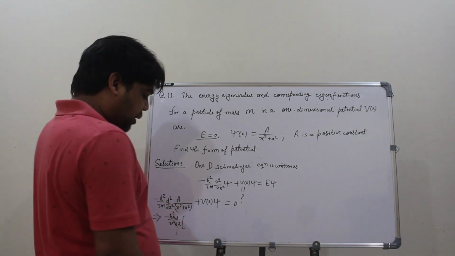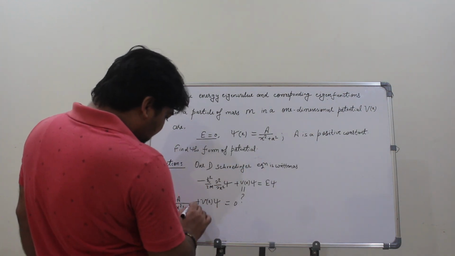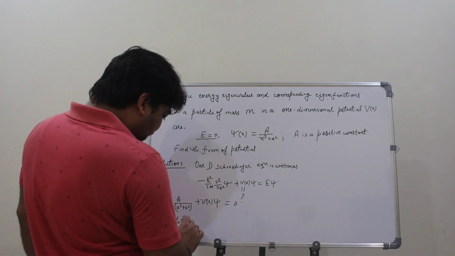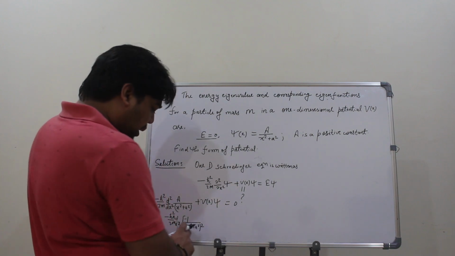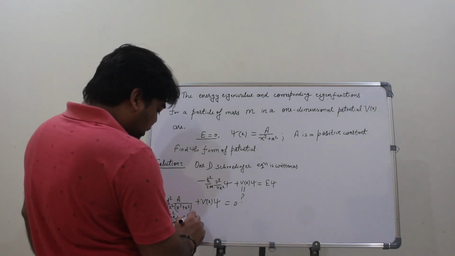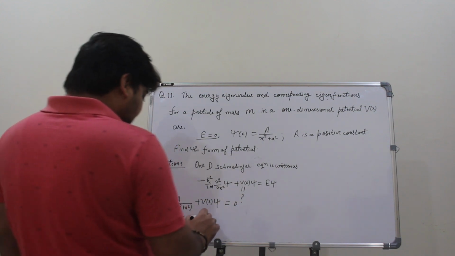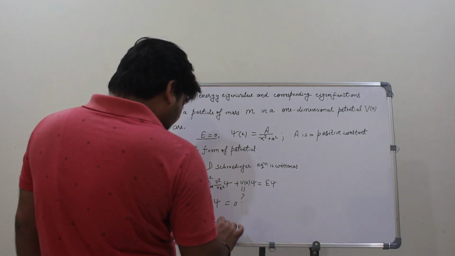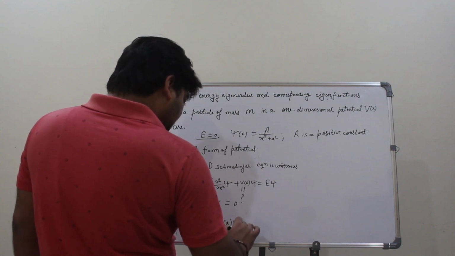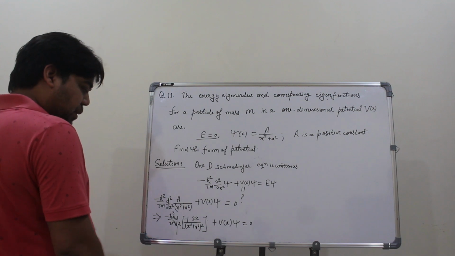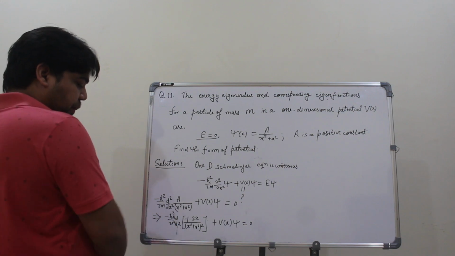So what is the differential of 1 upon x square plus a square? It is n times x to the power n minus 1, where n is minus 1. So minus 1 and x square plus a square whole to the power minus 2. Now the differential of x square plus a square: a square is a constant, and x square gives you 2x. So this is what we are getting. And then V(x) into psi is 0, right? This is what you are getting.